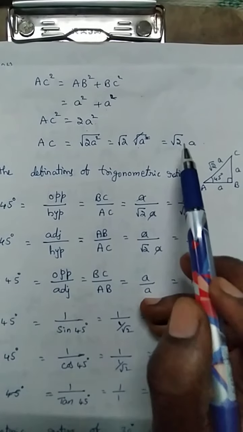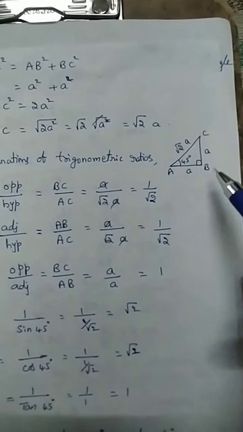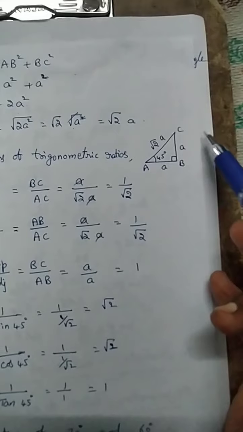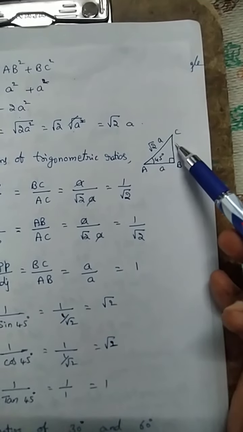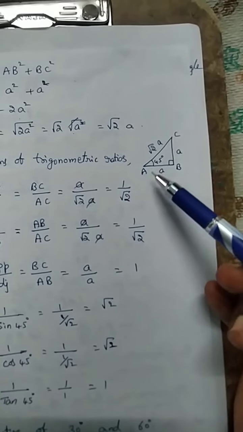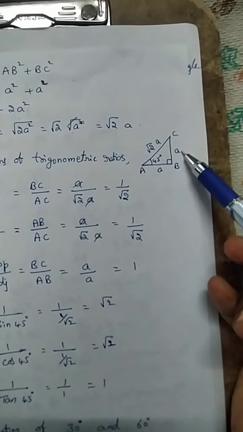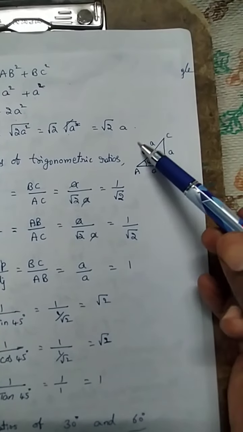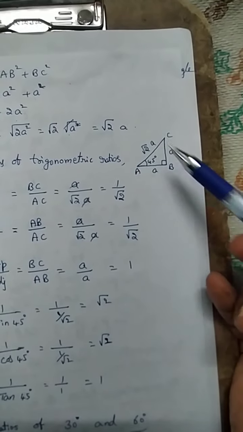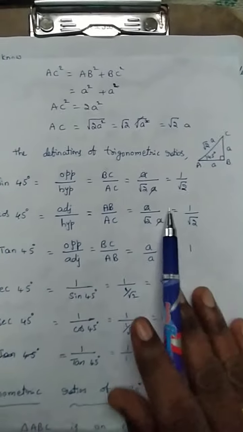What is the length of the AC line segment? Root 2A units. Okay, so just note it: in triangle ABC, angle B is equal to 90 degrees, angle A is 45, and angle C is also 45. Just mention it here, that's enough. If the sides are A units in our assumption, then the hypotenuse is root 2A units based on this A units.